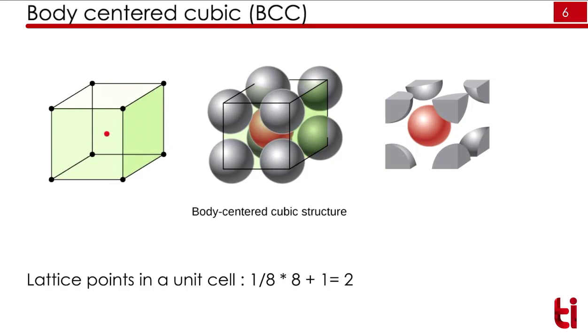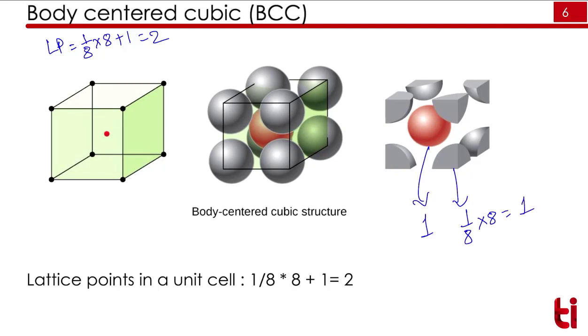In the case of BCC, we have 2 lattice points. One lattice point will be at the corner, so lattice points = 1/8 × 8 + 1 = 2. There are 2 lattice points and we have 2 atoms per unit cell. So here the center atom will have full sharing, that is equal to 1, and the corner atoms will have 1/8 × 8 = 1.